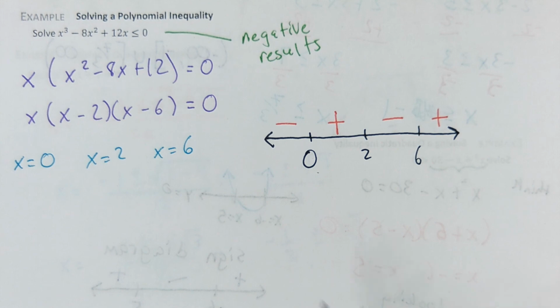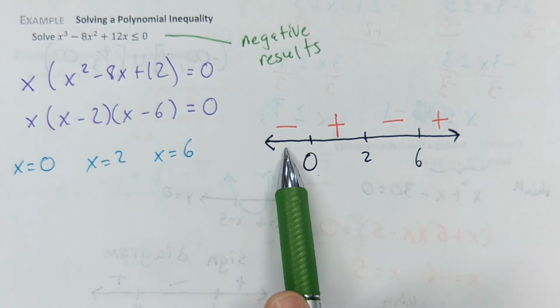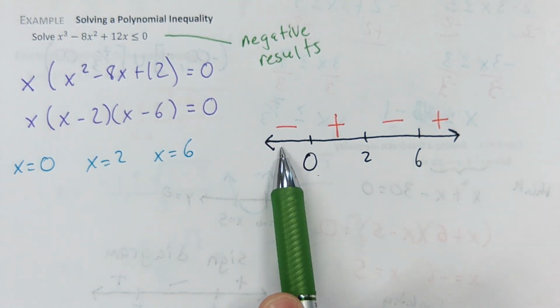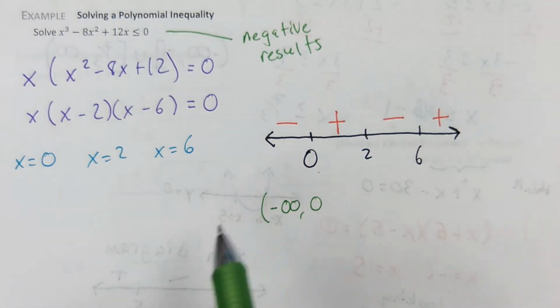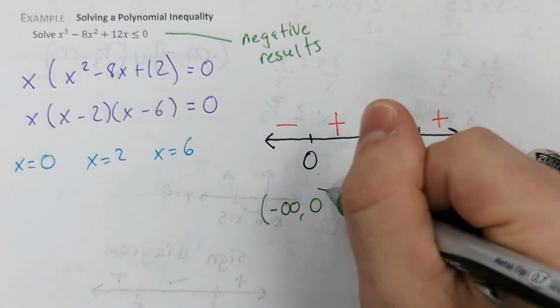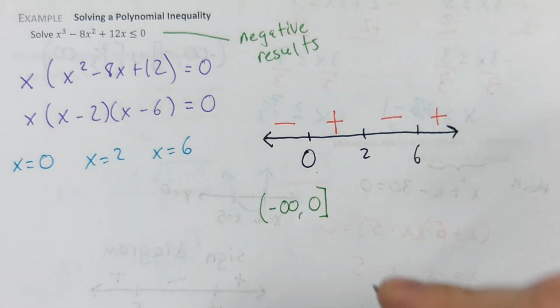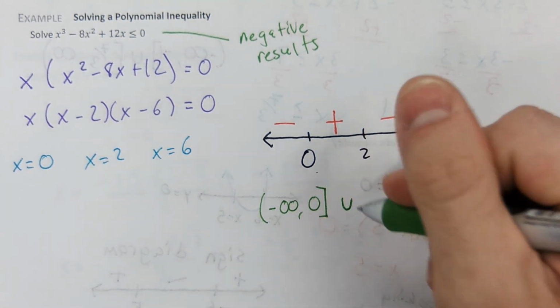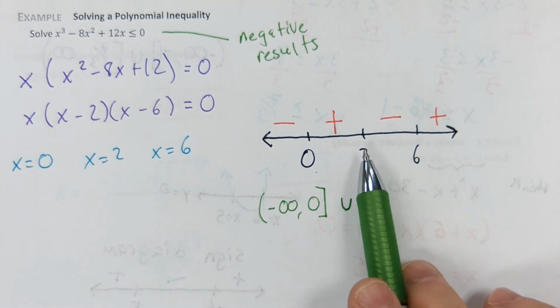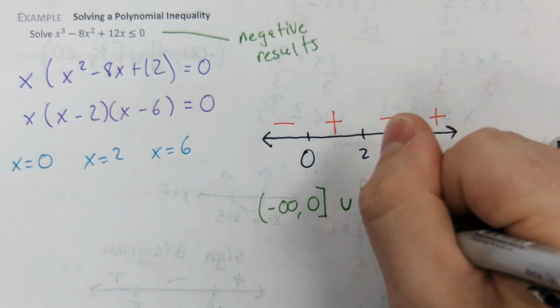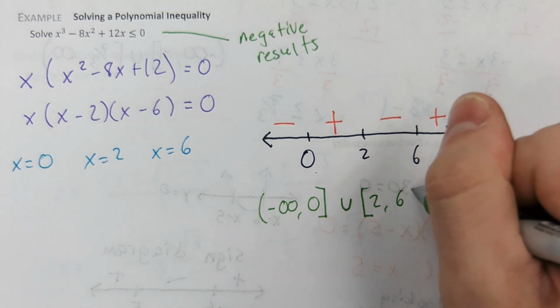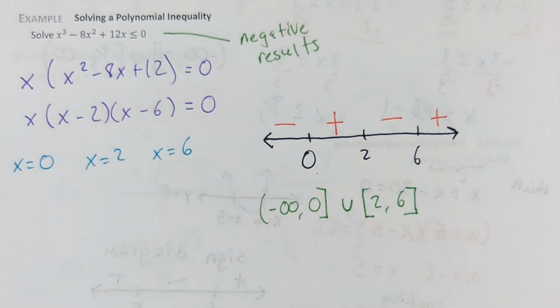Oh. I have negative results to the left of 0. And that does have an equal to bar, so including. Then I have negative results between these 2 x values, including those 2 x values. There we go.